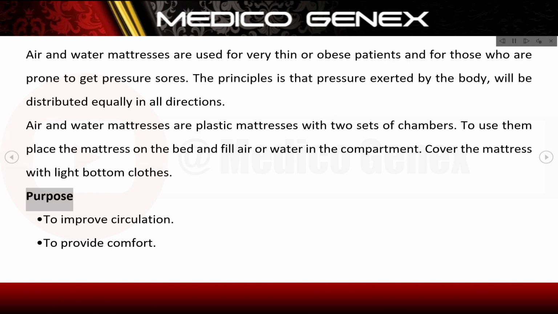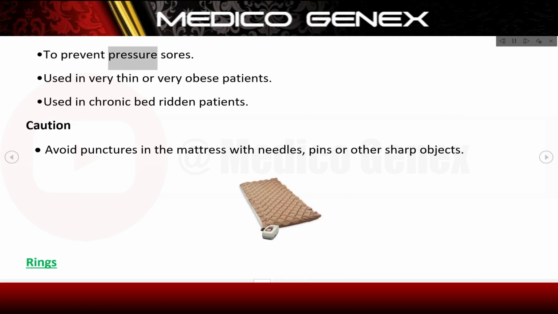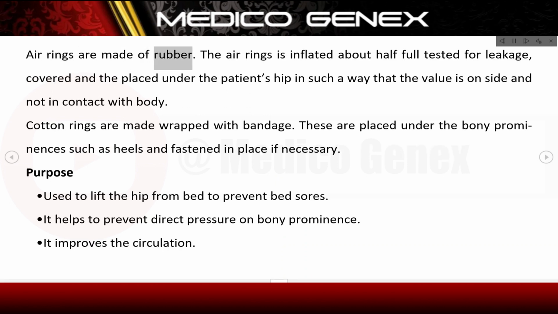Purpose. To improve circulation. To provide comfort. To prevent pressure sores. Used in very thin or very obese patients. Used in chronic bedridden patients. Caution. Avoid punctures in the mattress with needles, pins or other sharp objects. Rings. Air rings are made of rubber.